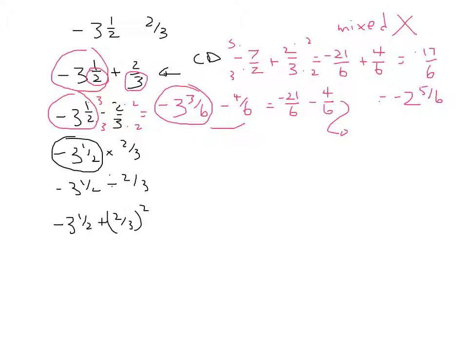Look up here. What's -21 take away 4? Think of the number line. You're at -21, and you're going to go down 4. -17? No. -25? Yes. -25, yeah. And so the answer is -25 over 6. And again, you might have to put that as a mixed number, but I think you're good with that.